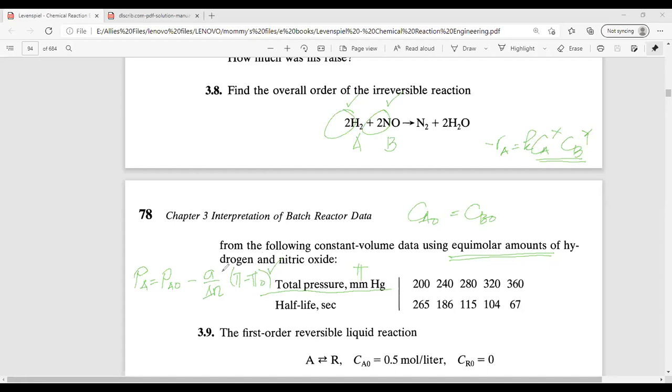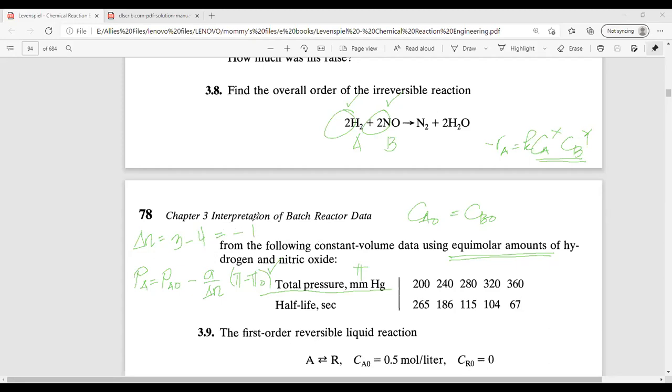What about the a? This small a is the stoichiometric coefficient of A in your chemical reaction. So in this case, if A is hydrogen, then the small a will be 2. If capital A is hydrogen and you're after the partial pressure of hydrogen, this small a is 2. It's the stoichiometric coefficient in the provided chemical reaction. What about the delta n? The delta n is equal to the sum of the stoichiometric coefficients of the products minus the sum of the stoichiometric coefficients of the reactants. In this case, your delta n will be 3 minus 4, and your delta n is negative 1.